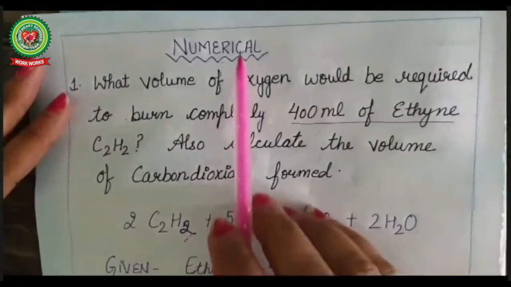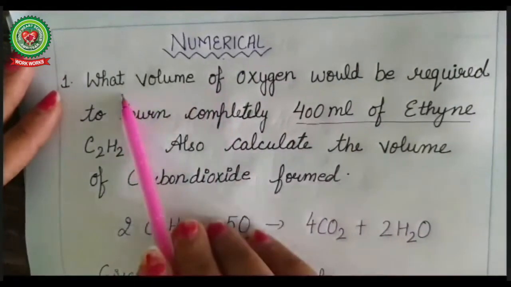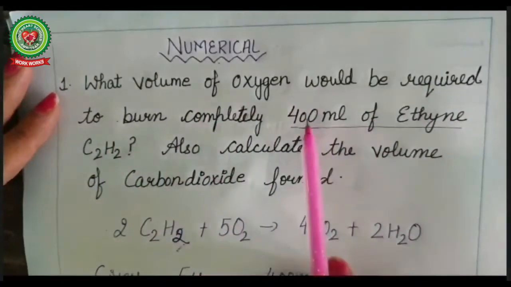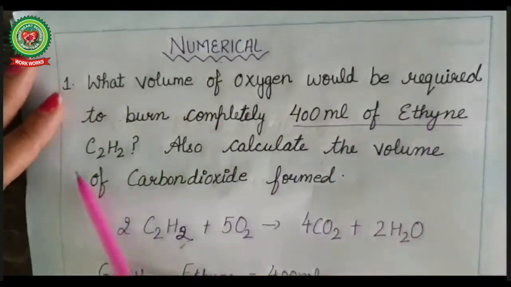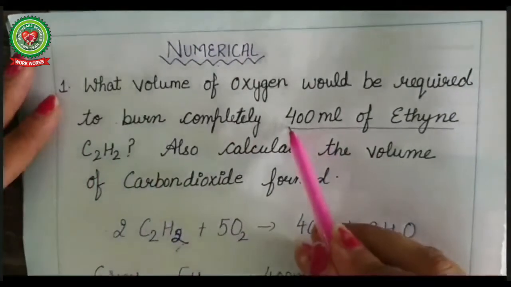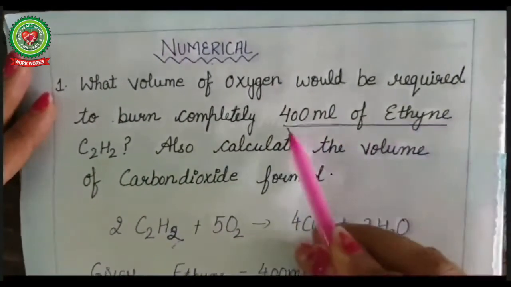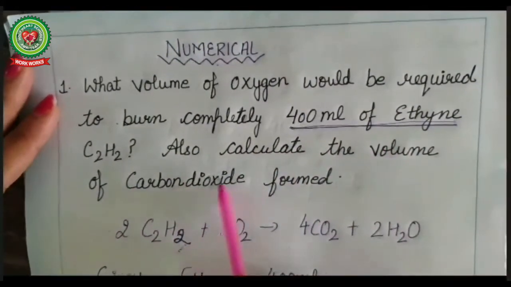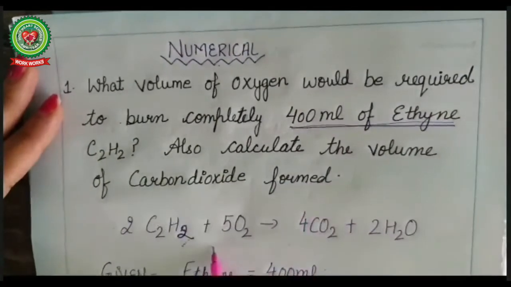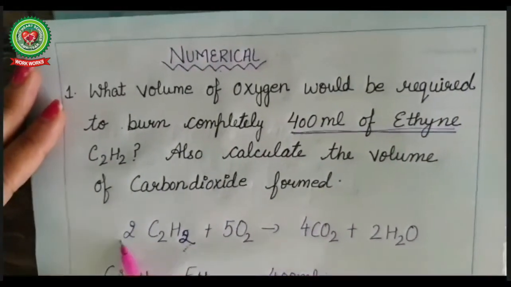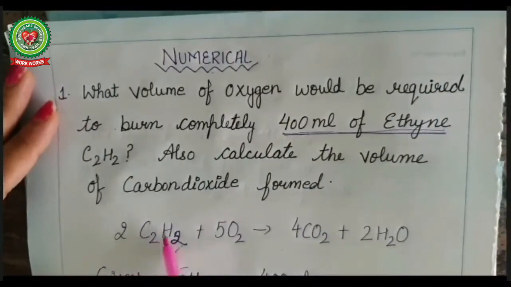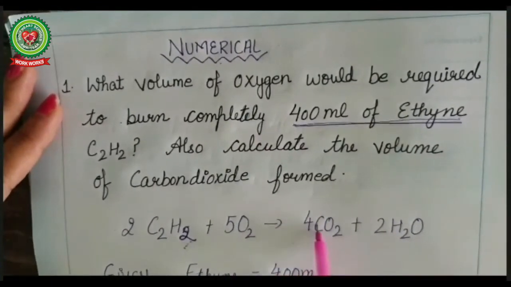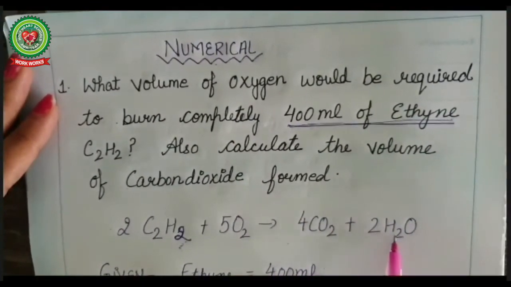Now we are going to discuss a numerical based on Gay-Lussac's law. See the question. What volume of oxygen would be required to burn completely 400 ml of ethyne, that is C2H2, and also calculate the volume of carbon dioxide formed. The equation given to you is 2 molecules of C2H2 plus 5 molecules of O2 will give 4 molecules of CO2 and 2 molecules of H2O.